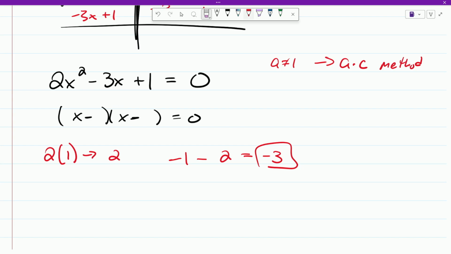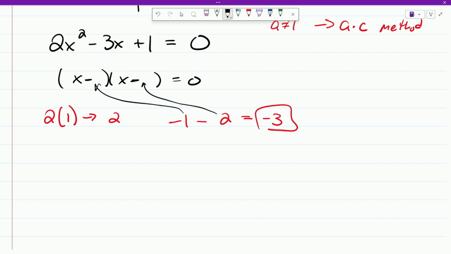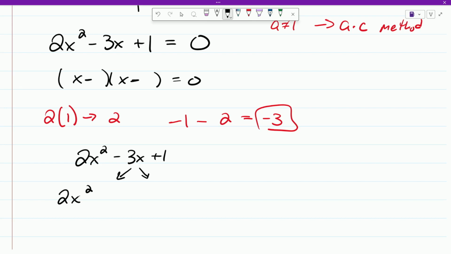Okay? So I take this information. Remember, we're doing the AC method. All right? So you cannot just plug these right there. You cannot do that. No. Because you're doing the AC method. So what we need to do is we're going to take 2x to the second minus 3x plus 1, okay? And we're going to separate this middle term into 2x to the second minus x minus 2x plus 1. These numbers right here came from right here. All right? That's where they came from.